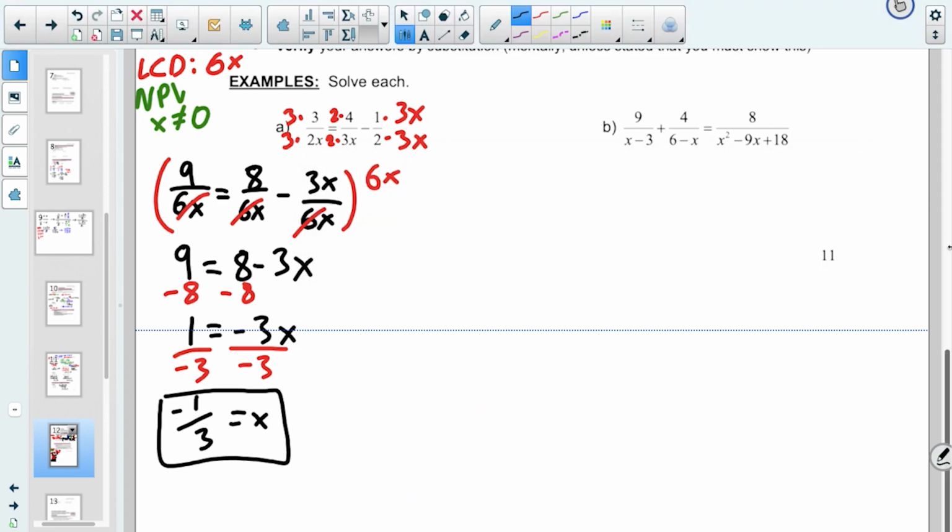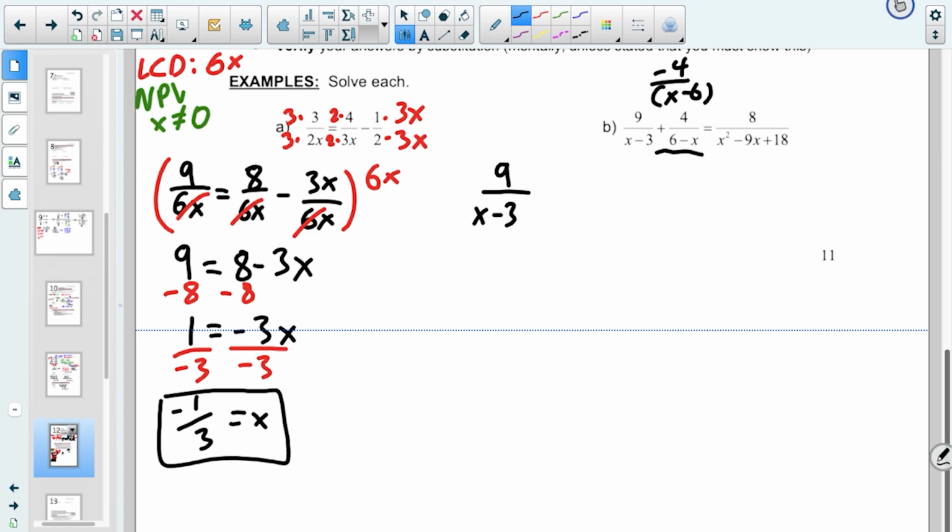For this next question, we're going to start off with our LCD. So we need to make sure that we're factoring everything first, because we can see here that on the right-hand side, x squared minus 9x plus 18 can be factored. So we'll have 9 over x minus 3. And I'm actually going to change this top portion. I'm going to factor this as negative 4 over x minus 6.